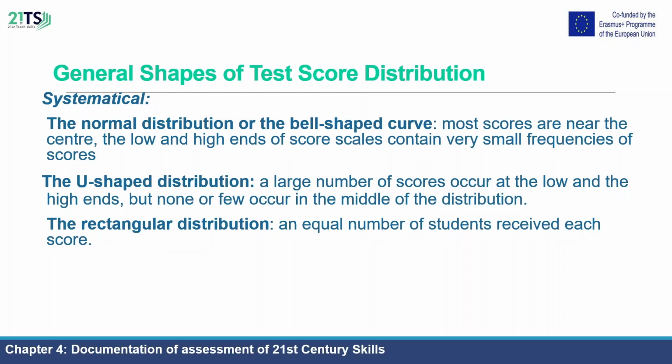In statistics, the normal distribution or the bell-shaped curve means that most scores are near the center. The lowest and the highest ends of the score scale contain very small frequencies of scores. The U-shaped distribution means a large number of scores occur at the lowest and the highest ends.